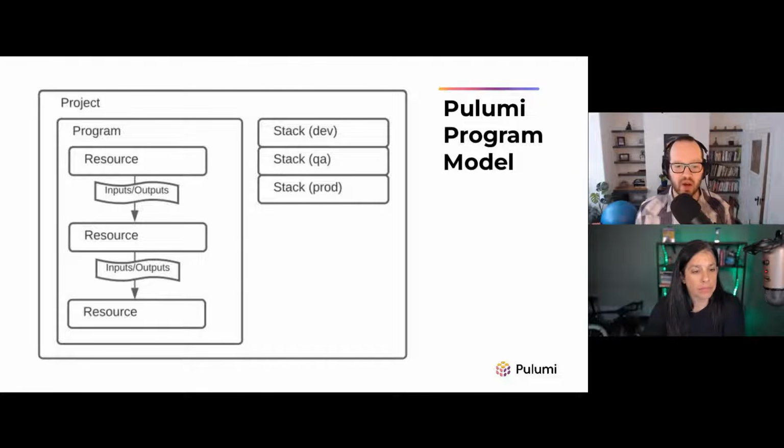In addition to the program, we also have stacks, and stacks are instances of the program. In our AKS use case, we might have a dev, a QA, and a prod stack. Those stacks are generally going to contain configuration values. For example, we might want fewer worker nodes or less powerful worker nodes in our dev stack than we would in our QA or prod environments. So that's the Pulumi program model.